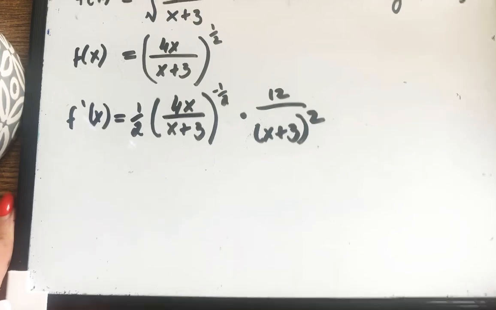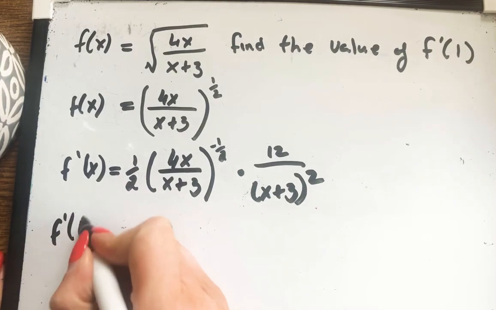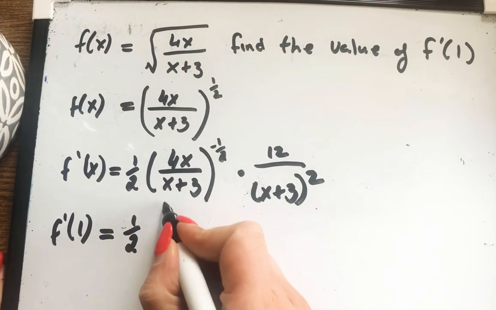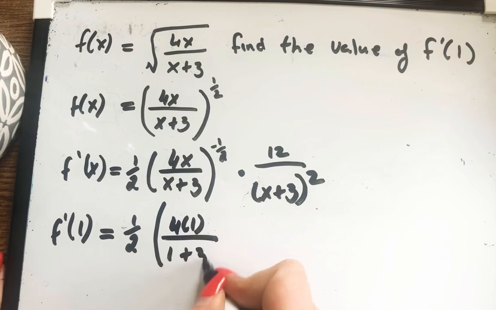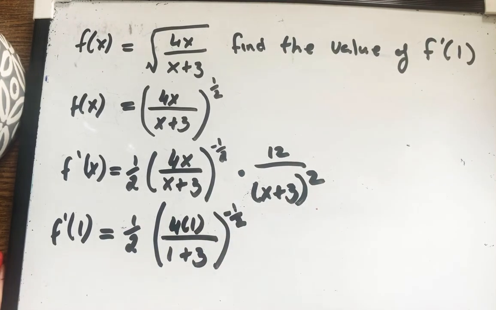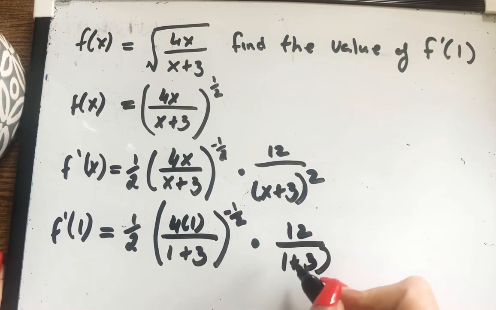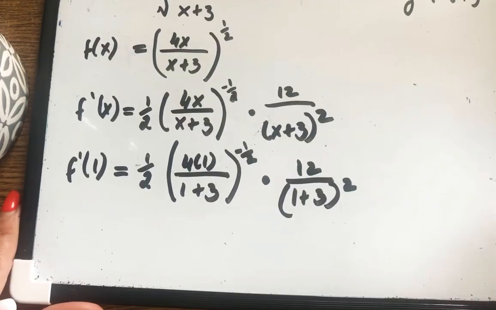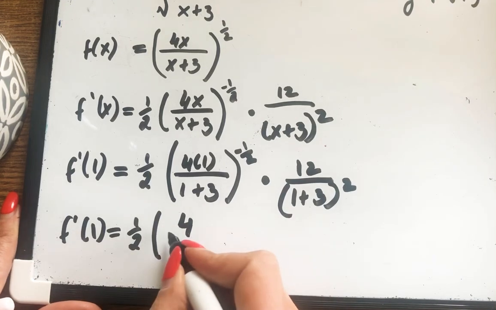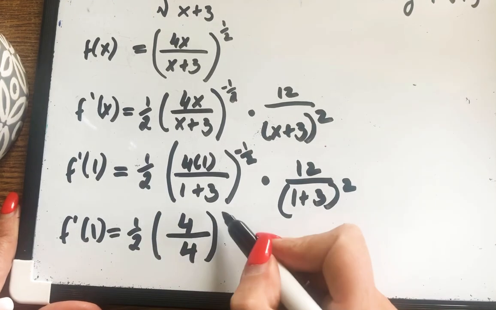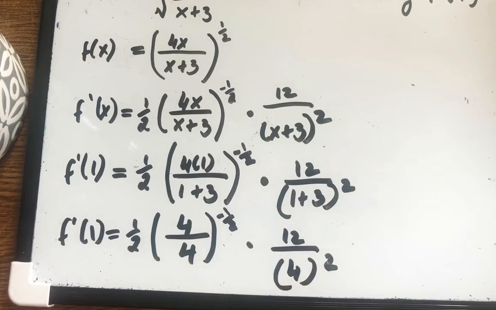What we'll do now for the moment is put in our value of 1 here, and then we can simplify things. So we have f dashed of 1. We're looking for an answer to this. We've got a half, and then we've got our 4 by 1 all over 1 plus 3, all to the power of -1/2, multiplied by 12 all over 1 plus 3, all squared. There is our half again. We have 4 all over 4, which of course will be 1 in a moment, to the power of -1/2, multiplied by 12 all over 4 squared.